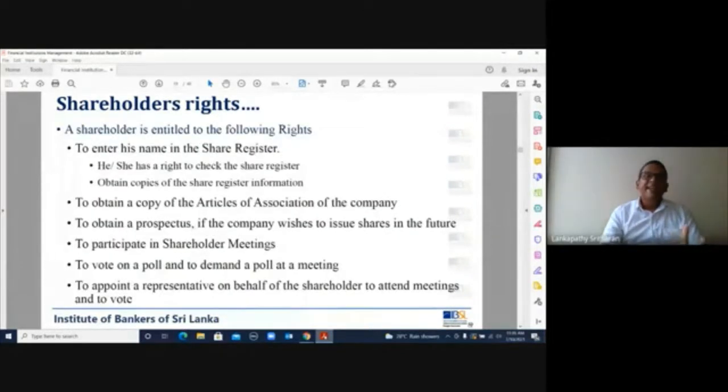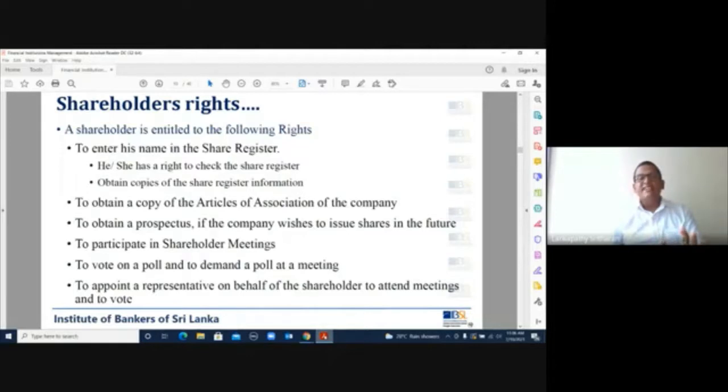Understand? Then, what are the shareholders' rights? A shareholder is entitled to the following rights. The first one is to enter his name into the share register. He can say, okay, enter my name because I am one of the shareholders. Every company has to maintain the share register, in which the company has to write out all the current shareholders' names. So a shareholder has the right to enter his or her name into the share register, and the right to check the share register and obtain a copy of the share register information for his or her purpose. This is the first one.